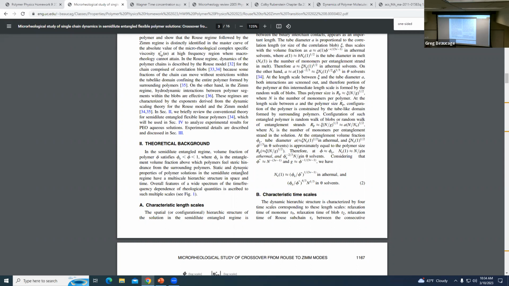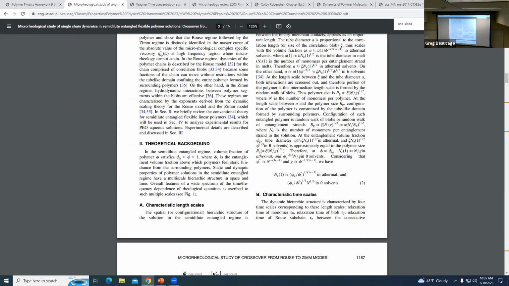Then there's a concentration blob, because he's going into the regime where he's above the overlap concentration. And then there's the tube diameter, which means he's above the entanglement concentration, right? And then there's the polymer coil size. There's 4 sizes, and theoretically that's as many as you can get. I mean, you could probably invent some more, but basically there's 4.